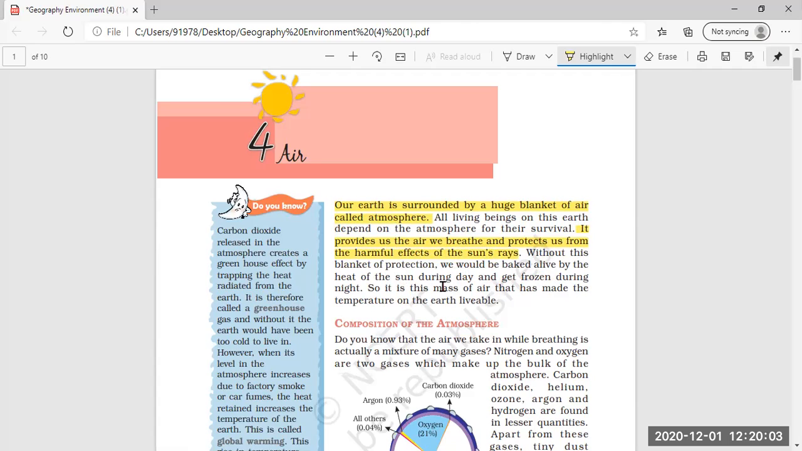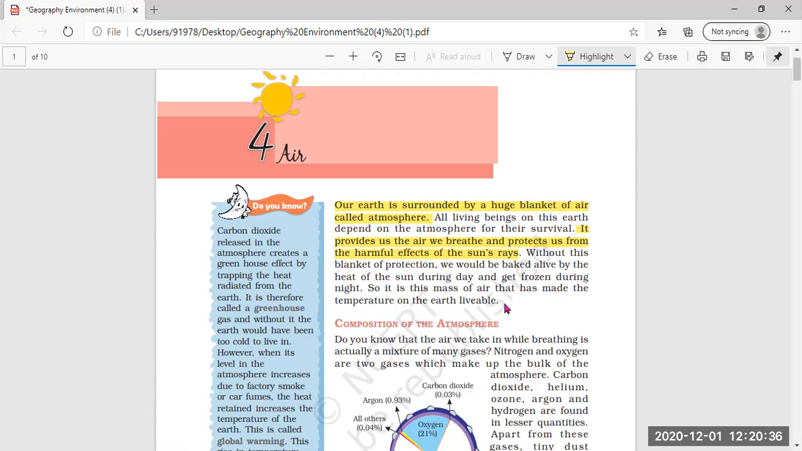Without this blanket of protection, we would be baked alive by the heat of the sun during the day and frozen during the night. That means if this blanket of atmosphere is not there, we would surely be baked alive by the heat of the sun. So much heat of the sun is there that during the day we will not be able to tolerate it.